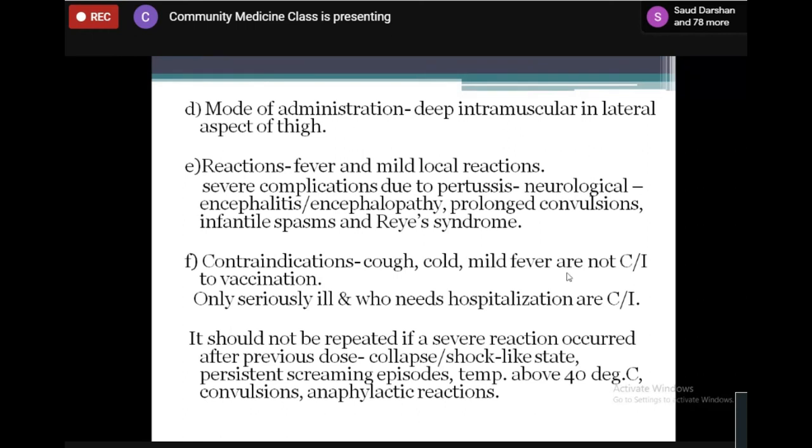And severe complications. Some infants may develop severe complications due to pertussis, like neurological disorders. This pertussis vaccine is very notorious compared to diphtheria and tetanus. This pertussis component can lead to neurological complications. That's why when the child comes to you for this vaccination, you have to ask for the history of neurological disorder in the child. If the child has a neurological disorder like seizure disorder, encephalopathy, encephalitis, convulsions, then you can't give the pertussis. You have to remove that pertussis component and just give the DT in pentavalent.